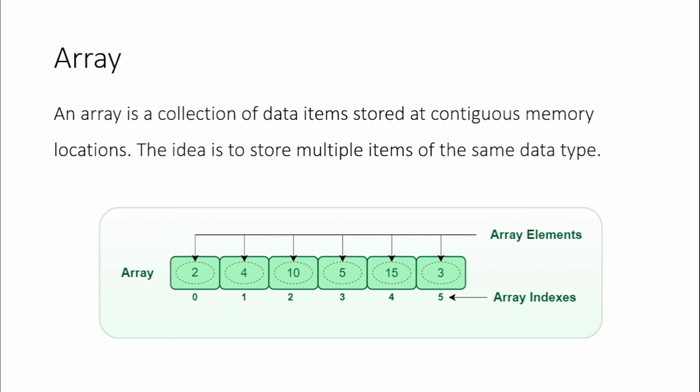Okay, so we have this array, then these are the indexes. It starts from 0, 1, 2, 3, 4, 5 like that, and it carries on. And these are the data values which are stored in the array.